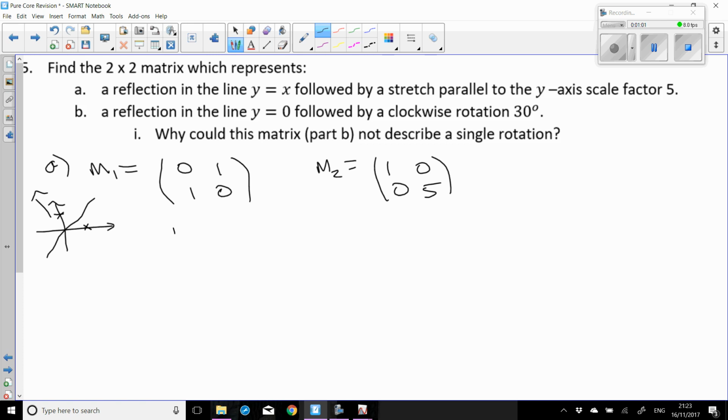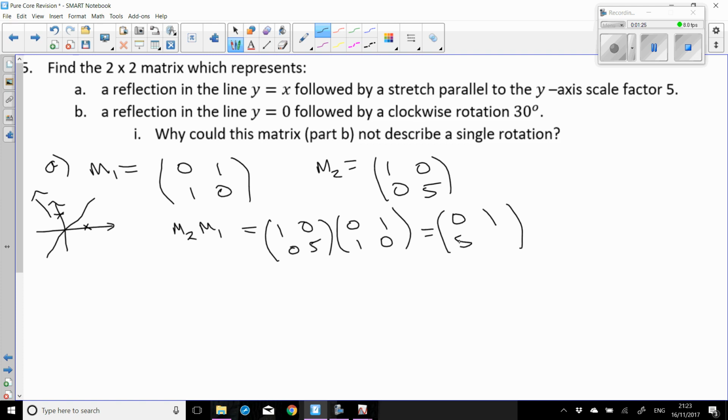So the order, if you want to combine them, is to do second matrix times first matrix. So (1, 0; 0, 5) times (0, 1; 1, 0). And then we just multiply those together. 1 times 0, 0 times 1. And that's our combined matrix.